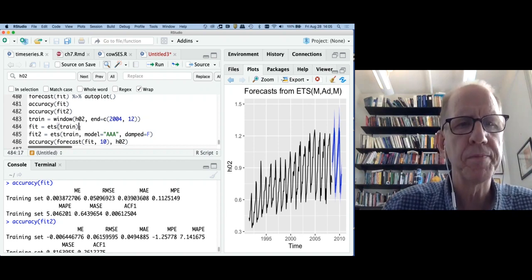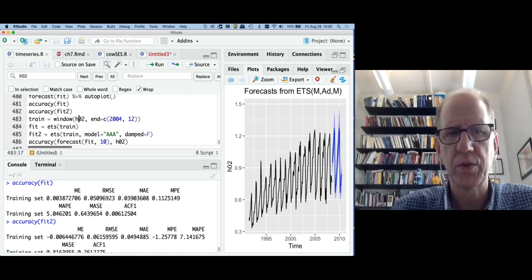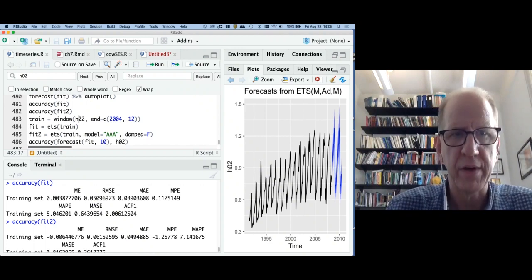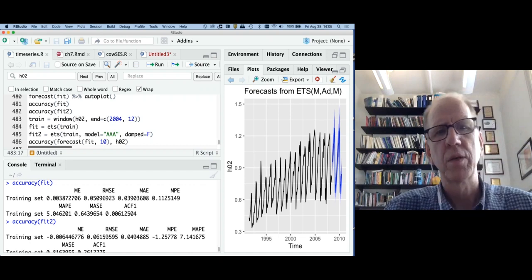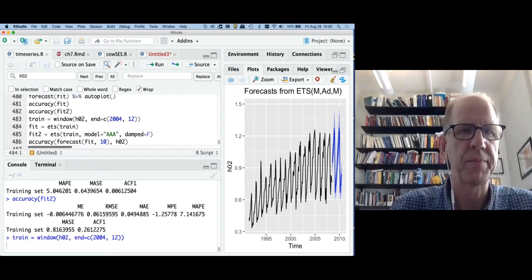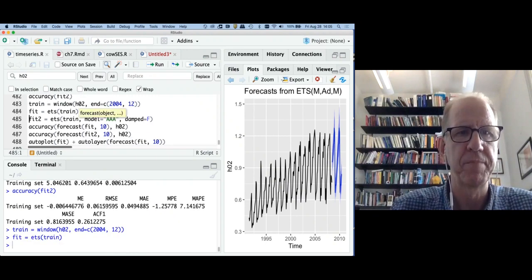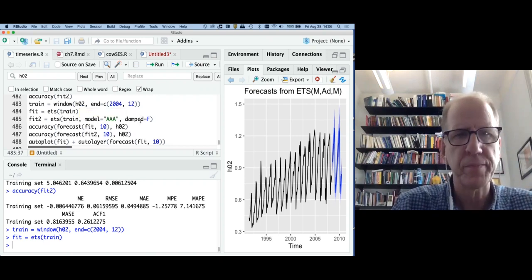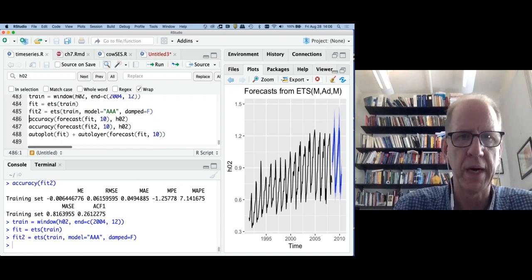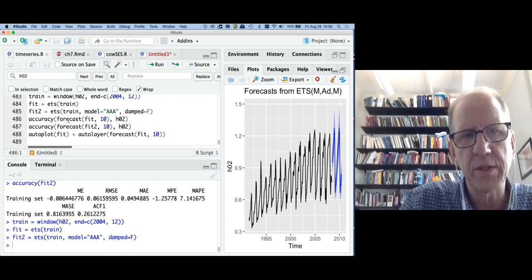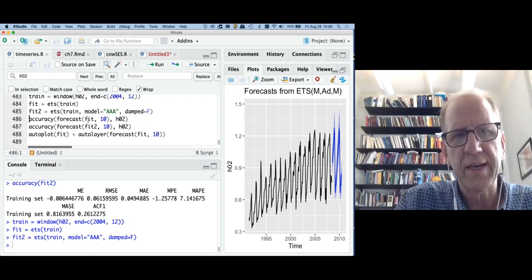Another thing we might want to do is have a test set. So as we saw with the Amazon data, it's really important to have a holdout period. So I'm going to use the data through 2004 as my training set and the rest of it as my test set. So we'll go estimate the ETS model using only the training set. Let's compare it with the Holt model with an additive seasonal part. And then I'm going to now compare the accuracies only on the test set.